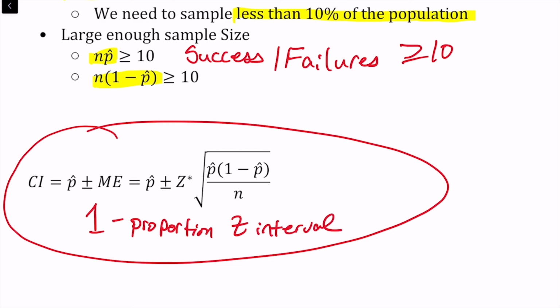Okay, one because we're taking one sample at a time, proportion because we're dealing with proportions, and z interval because we're dealing with the z distribution. Okay, so as I said, in the next video, we're going to go through how we actually calculate a confidence interval and interpret it correctly. I'll see you guys in the next video.